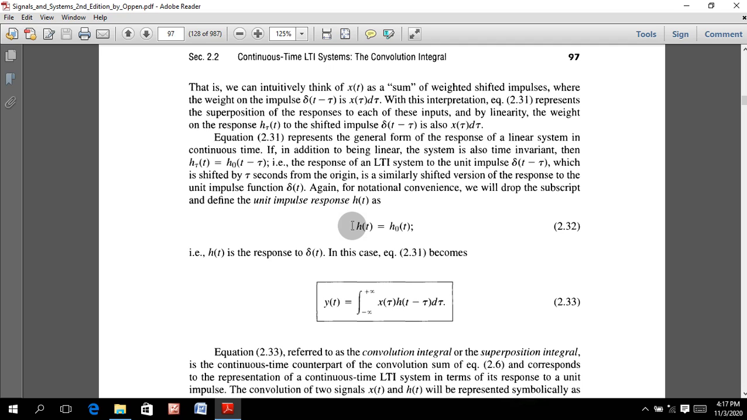So we can conclude that the output signal, or the y function of t, can be written in the form where we take the integration from minus infinity to plus infinity of x tau into h t minus tau. We are taking the integration within the limit of minus infinity to plus infinity of the function x tau into h t minus tau, using that same process.